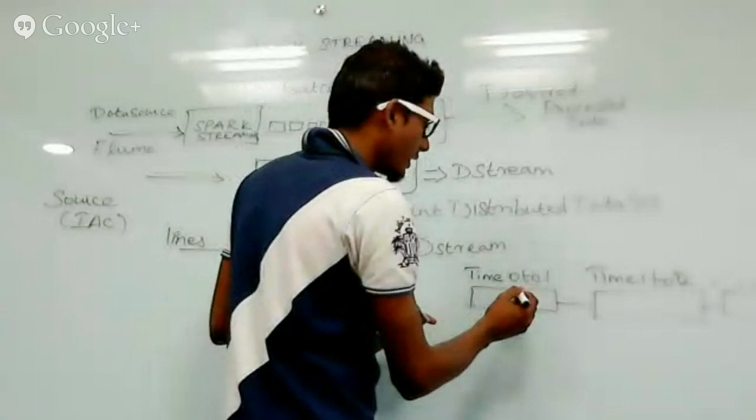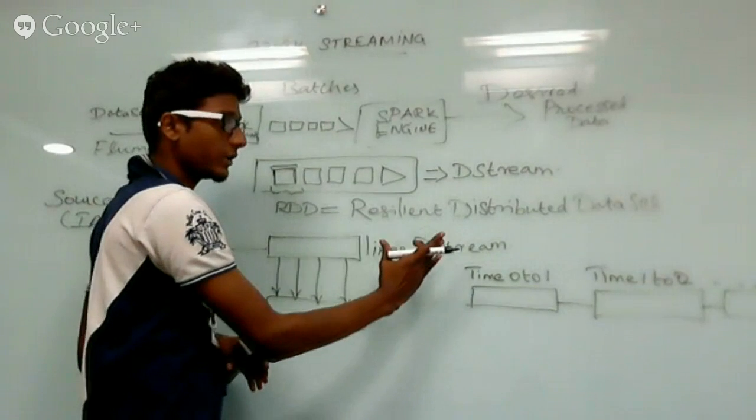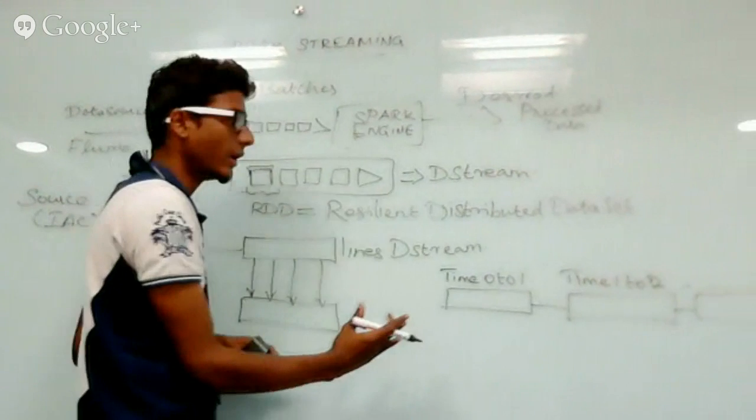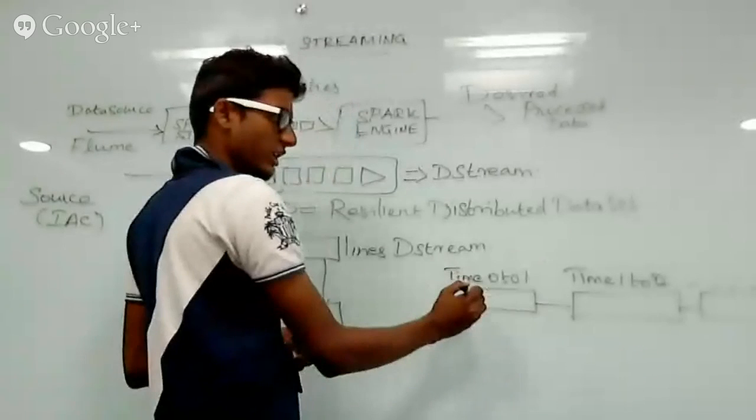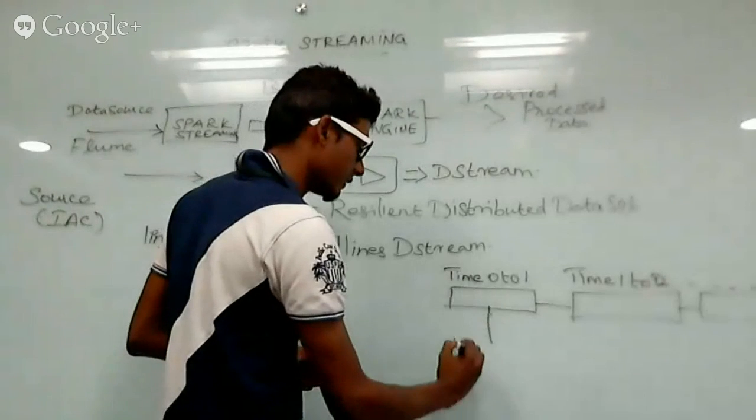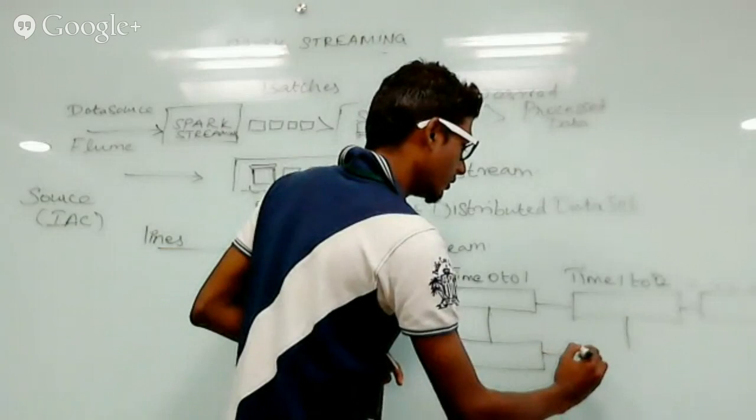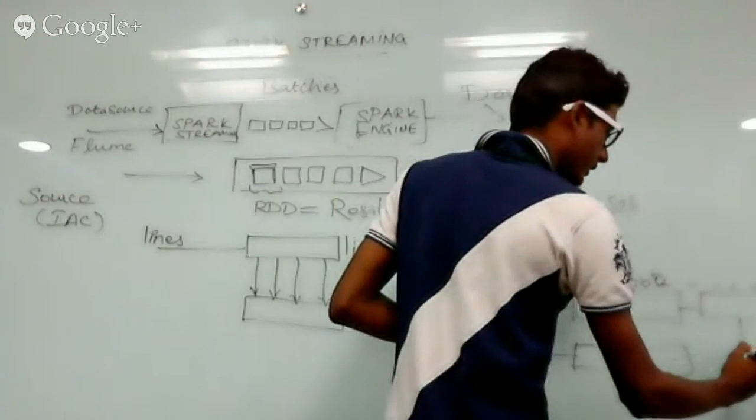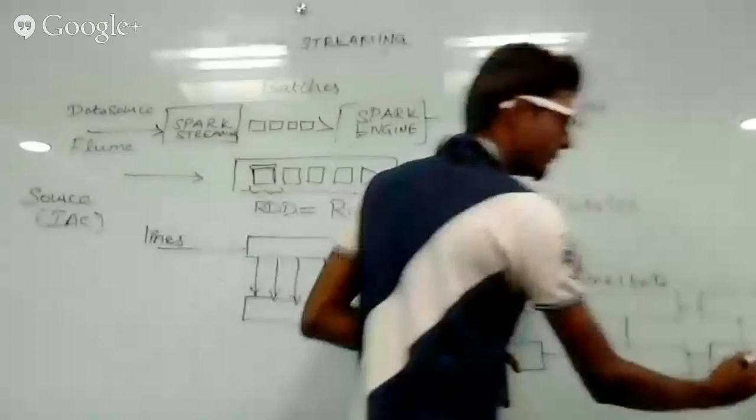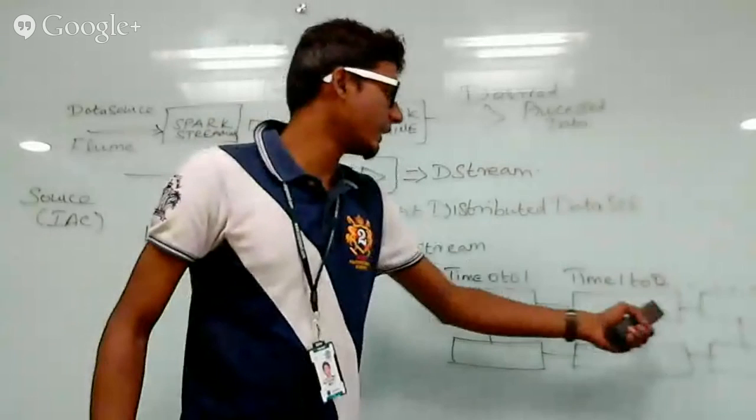I said transformation. Transformation is the process that helps you to obtain a new D stream from the existing D stream. For time 0 to 1, it will create its relevant D stream after the transformation process. Similarly for time 1 to 2 and 2 to 3. This is a great advantage in Spark.